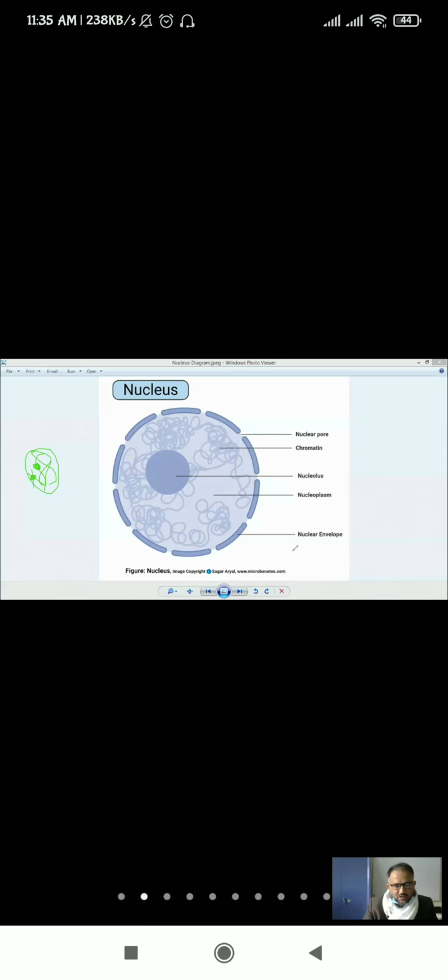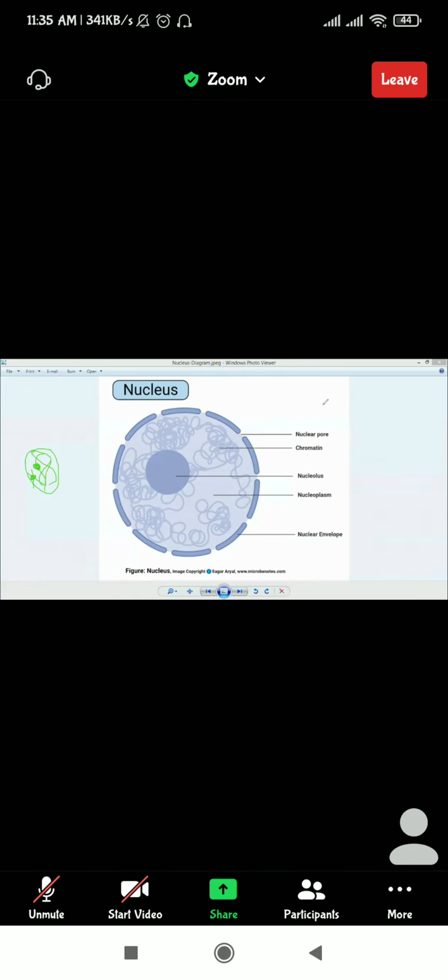So this I have already started. What I mentioned: you have to know where it is located, you have to give its structures, and then its descriptions, okay? And then you have to give its function. What function does it do? So this is the nucleus. Do you have any questions in the nucleus? No, sir. Yes, please.